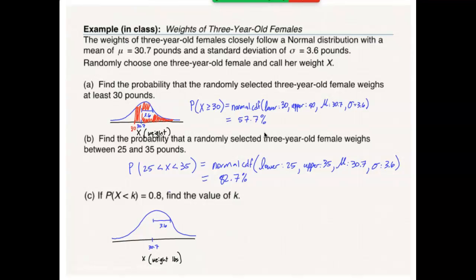So first, I know that k has to be to the right of the mean, because here, that area is exactly 50%. So I know my value of k is somewhere to the right of that. Let's say it's right here. Then I know that all this red area is 0.8.